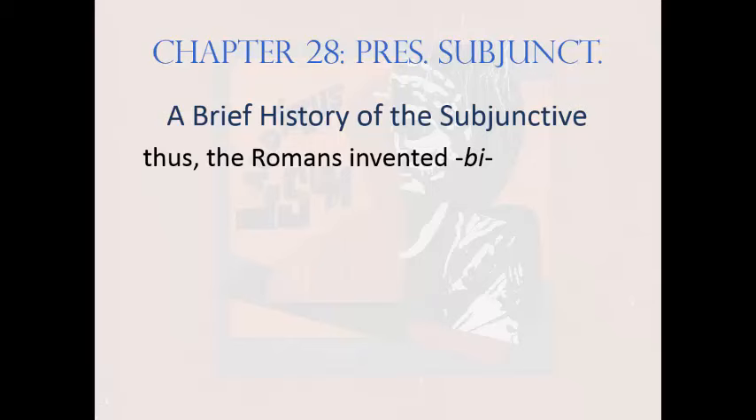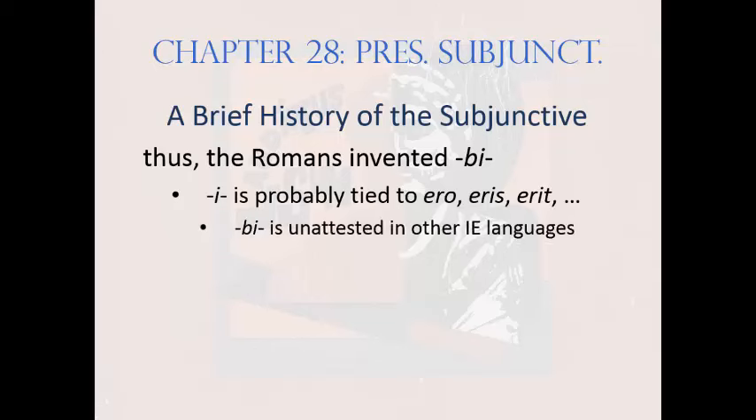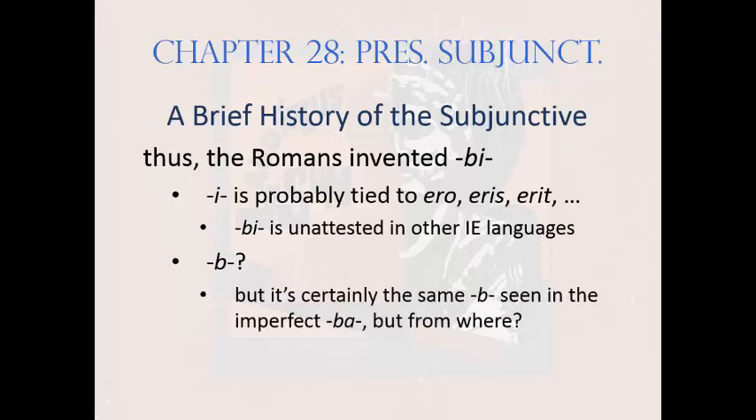And where did they get it? Hard to say. The I is probably the same I seen in eris and erit. Long story there, let's not get into it. Except to say bi, meaning will, is not seen as such in other Indo-European languages. The B is also a question, but surely it's the same B seen in the imperfect BA. The question is, where did the Romans find it? In some future discount BI bin?